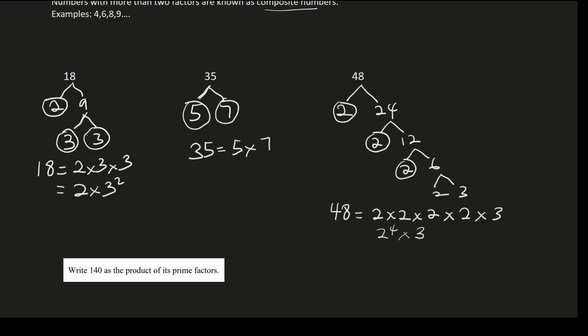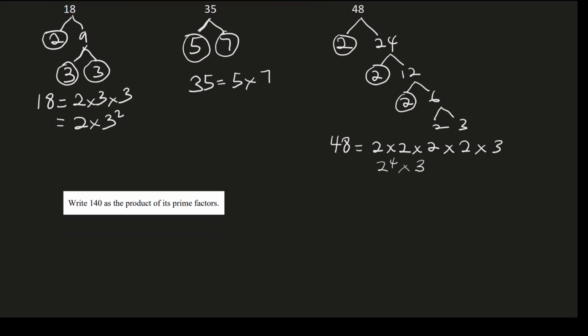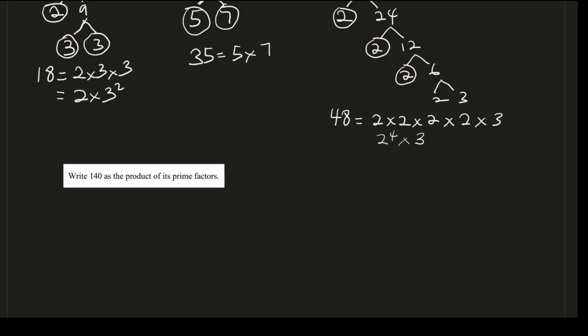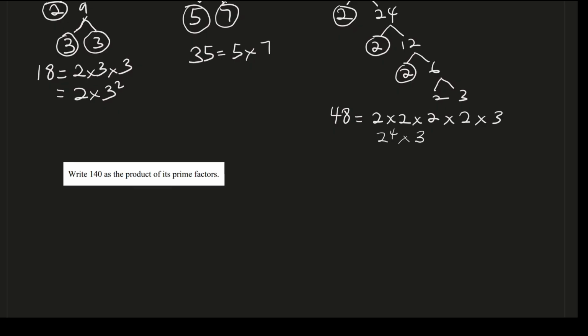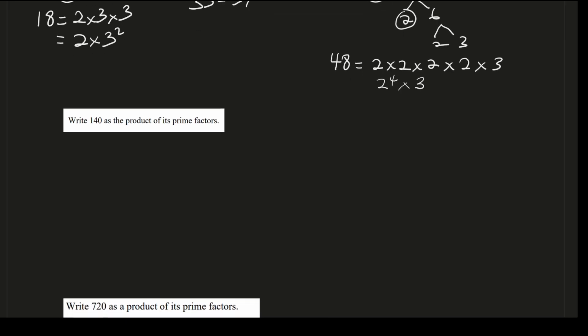Now let's look at a typical question which says write 140 as the product of its prime factors. Now you can use other pairs of factors and we will all arrive at the same answer. Just choose the ones you are confident with.